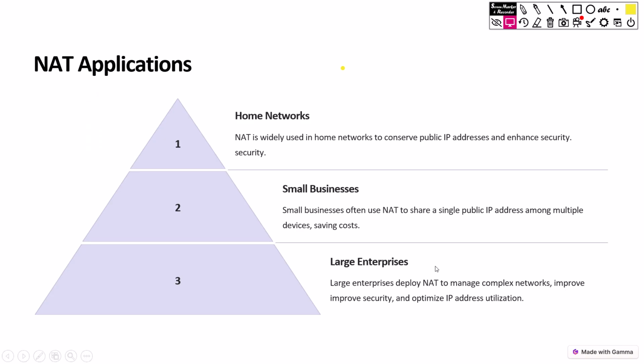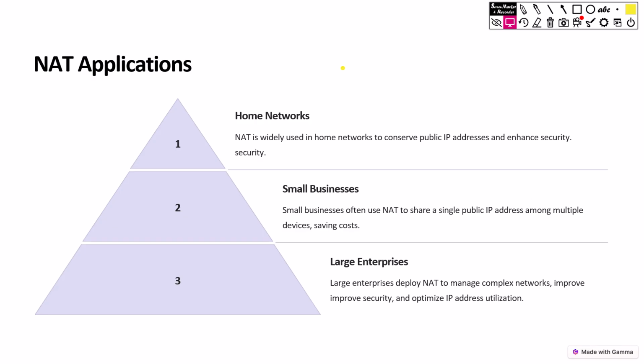NAT is used in a variety of scenarios. Home and office networks: most home routers use NAT to allow multiple devices to connect to the internet using a single public IP address. Enterprise networks: large organizations often use NAT to manage IP addresses and improve security. Cloud services: cloud providers like AWS use NAT gateways to allow virtual machines in private networks to access the internet.